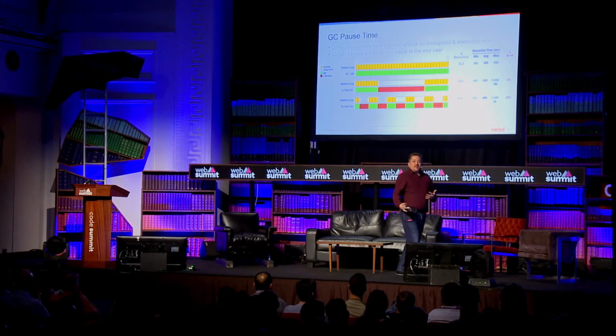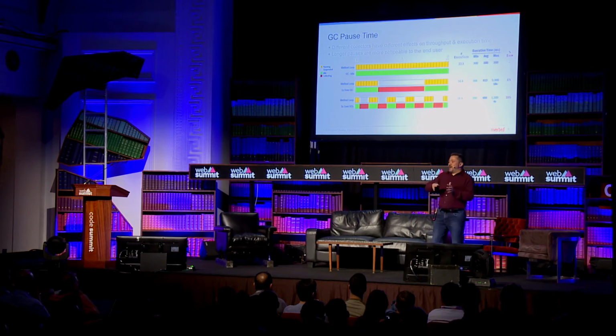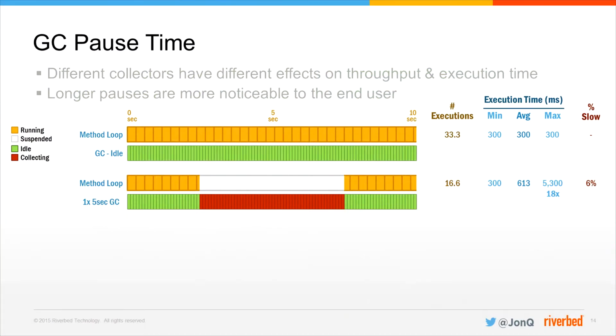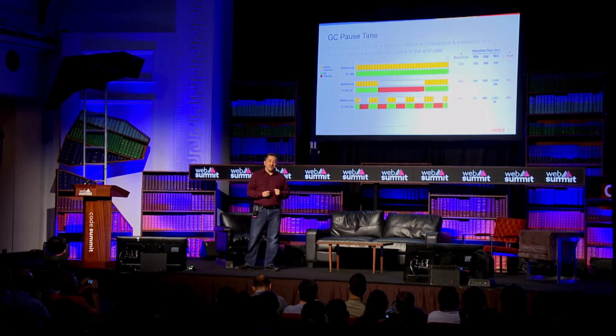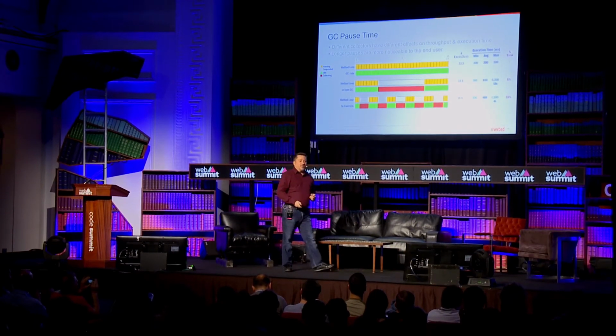If you pick some other GC mechanisms, you may have more but shorter pauses. In this example, I've gone up to 1,300 milliseconds, a 4x increase in that one method execution, but it's affecting 18% of transactions. So more users are going to be unhappy, but they're not going to be quite as unhappy.